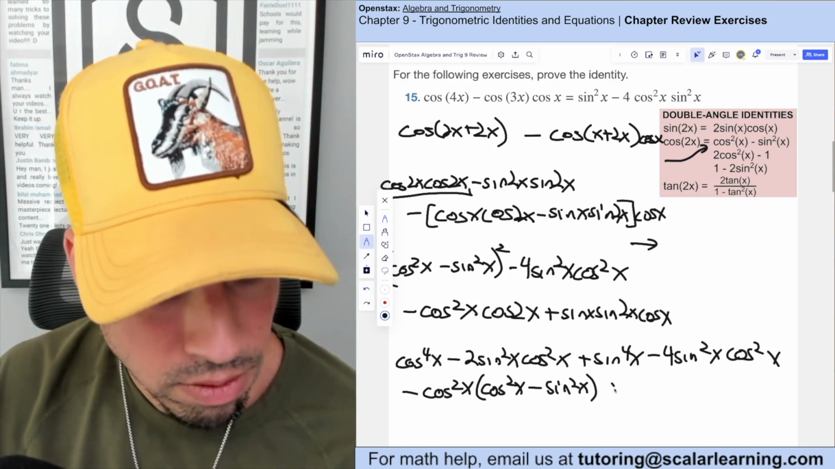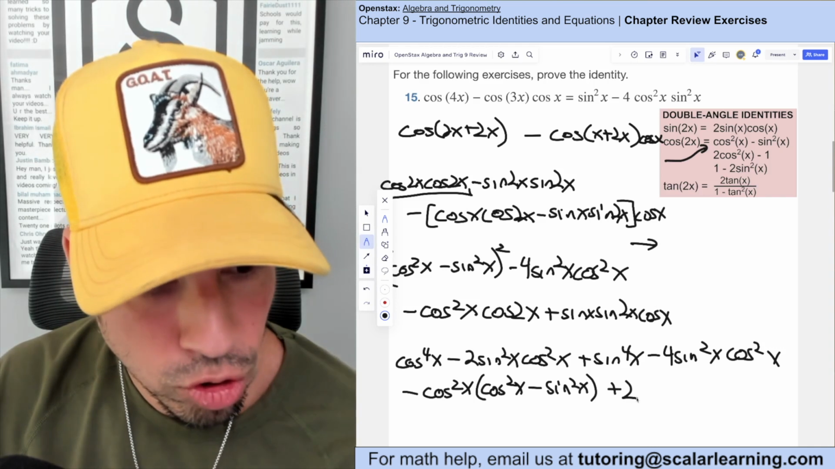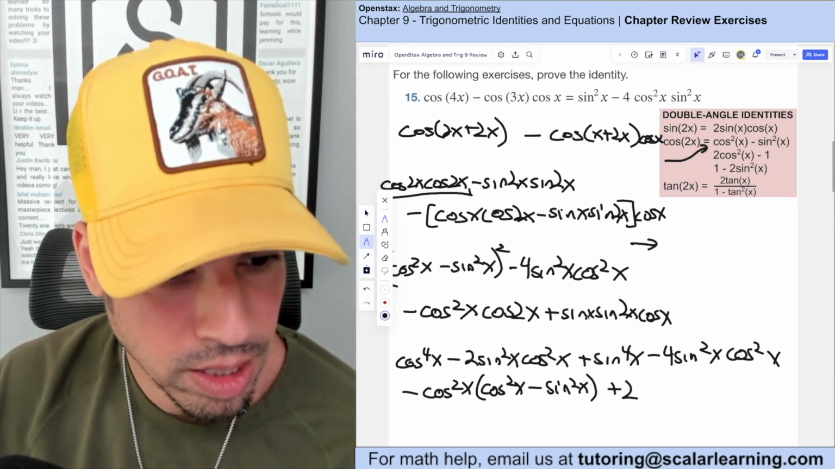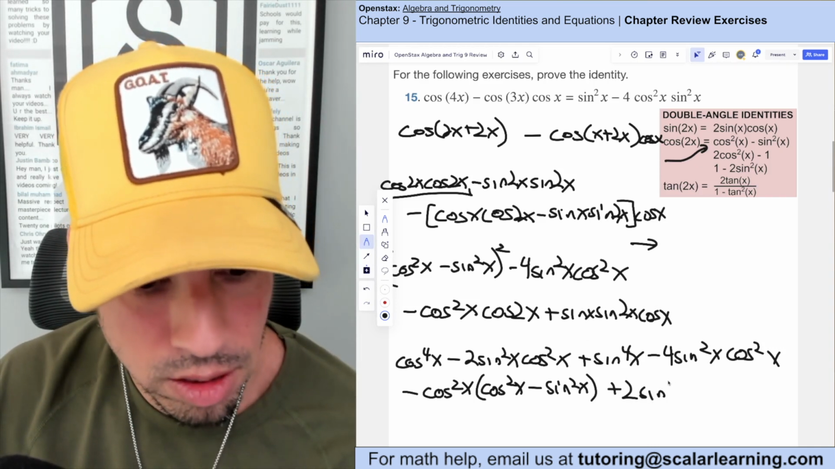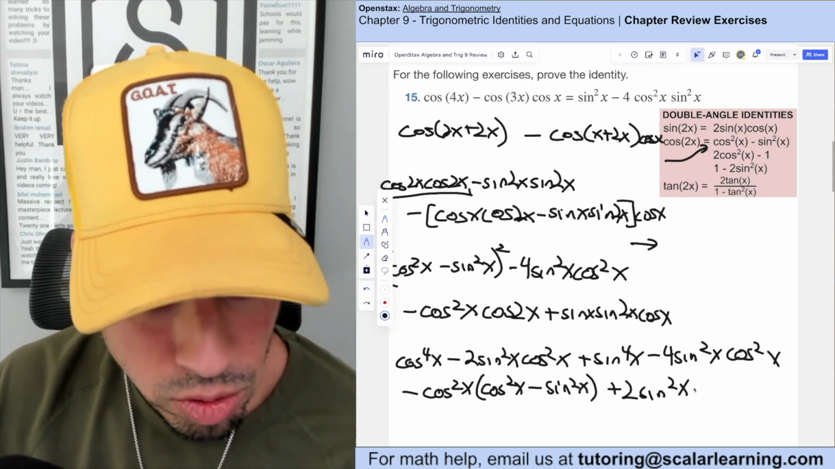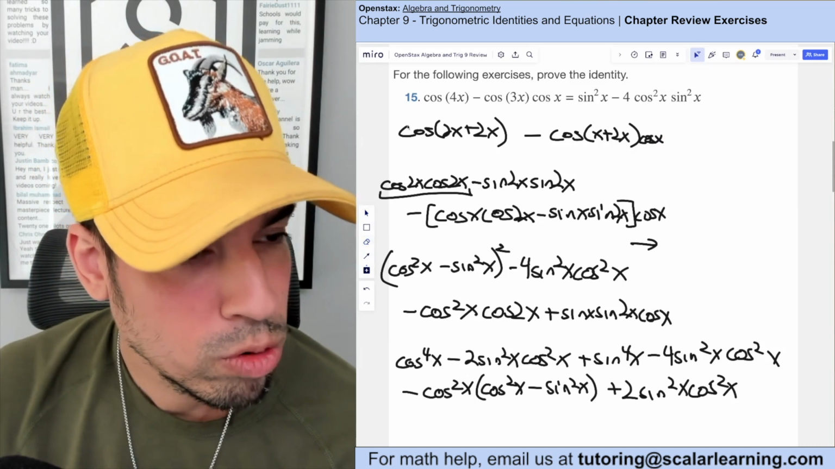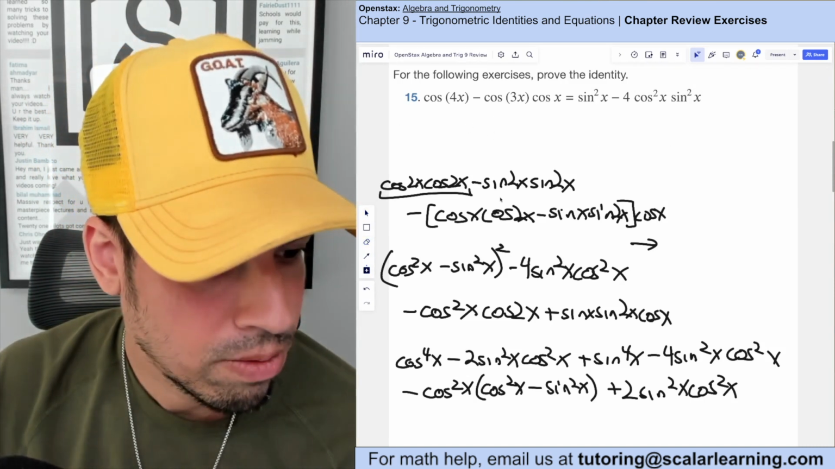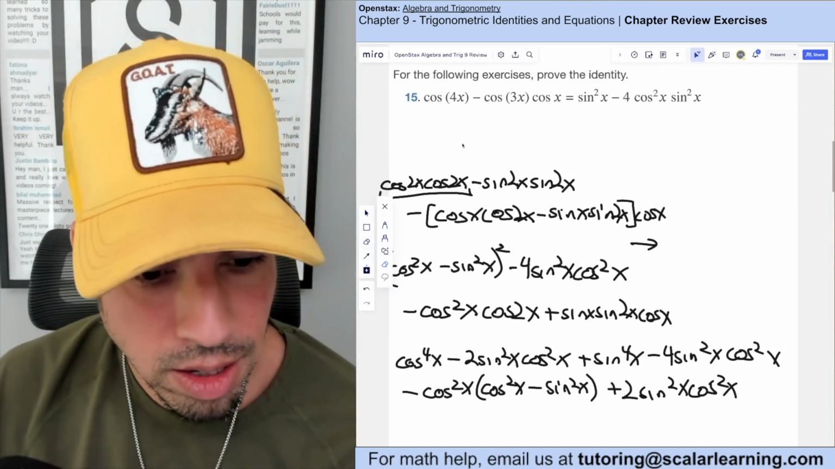So then we have plus, and then we get 2 sine of x times sine of x, which gives me sine squared x. And then, of course, the cosine here multiplies this cosine, and we get another cosine squared x. Now we need a lot more room, so I'm going to remove all this stuff and write it out simplified. Hopefully we got enough room left.